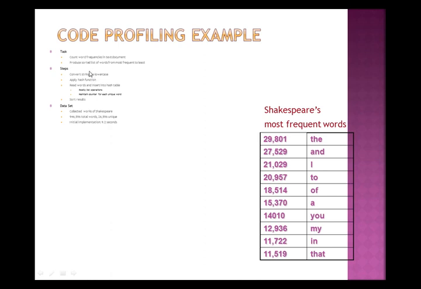So what is the task? Count the word frequency, meaning the frequency of each word in the text document. Produce the sorted list of words from most frequent to the least, starting with the most frequent and ending with the least one. What are the steps? How can we execute it?